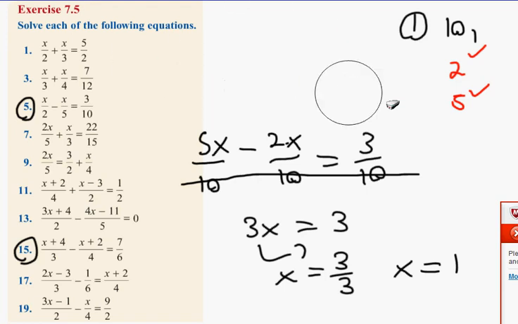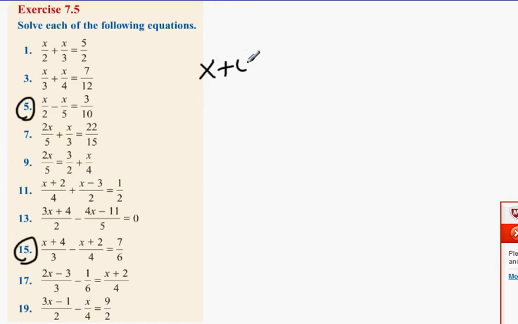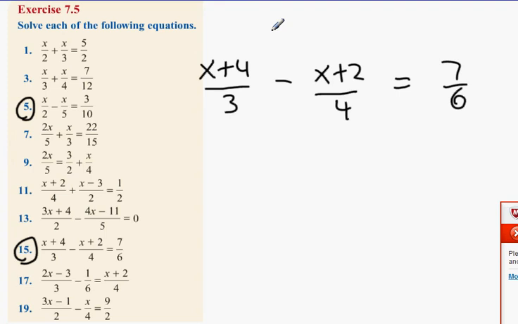Okay, let's look at number 15 and let's do the exact same thing we did last time, okay? Now, 15: x plus 4 over 3 minus x plus 2 all over 4 equals 7 over 6. What's step 1 again? Look for the biggest, which is 6. Does 4 divide into 6? Count upwards. 12. Does 4 divide into 12? Yes. Does 3 divide into 12? Yes. Okay, perfect. Here we go.